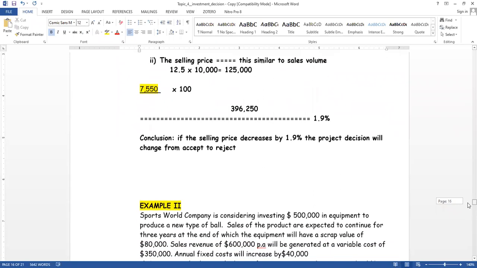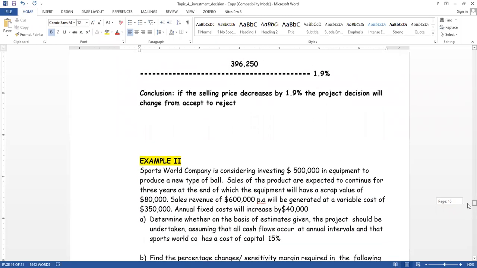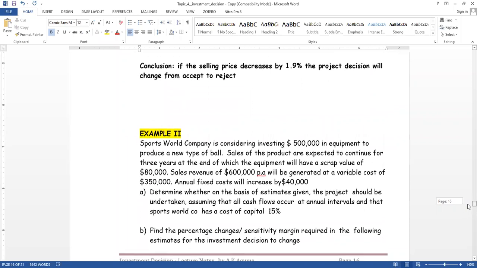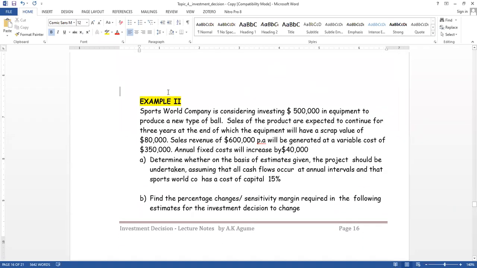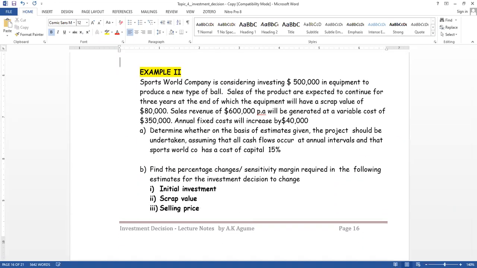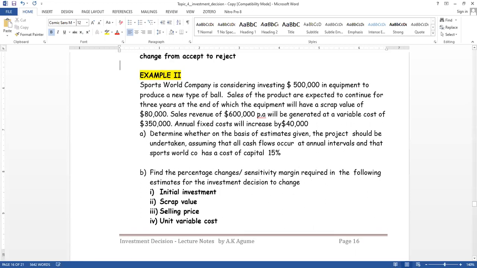Now, I have done example 1. So I will require you to go and do example number 2. And it is similar to what we've just done.